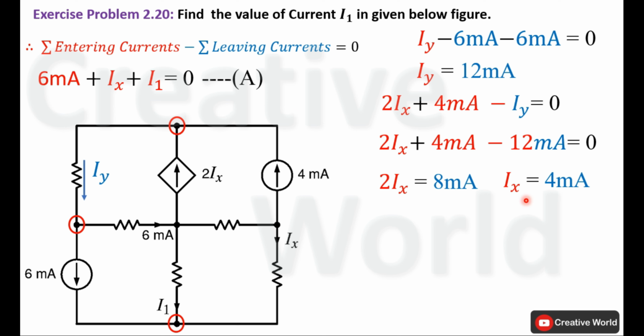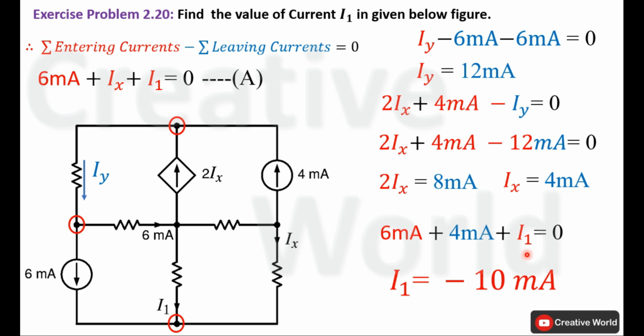We can place the value of Ix inside equation A to calculate the value of current I1. So place the value of Ix inside this equation. Ix is replaced with 4 milliampere. Now inside this equation only one variable exists, that is I1, and we are interested in calculating the value of I1. Add 4 milliampere and 6 milliampere together, it will become 10 milliampere, and place this 10 milliampere on the other side of the equal sign to calculate the value of current I1. That will become minus 10 milliampere. So the value of current I1 inside this circuit is minus 10 milliampere.